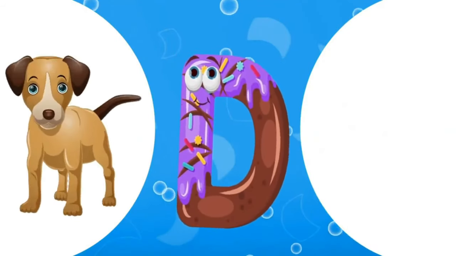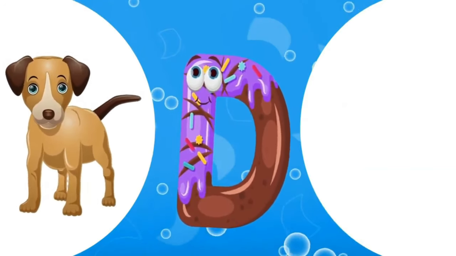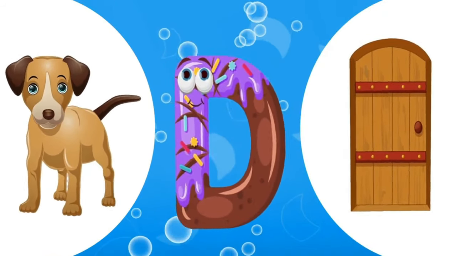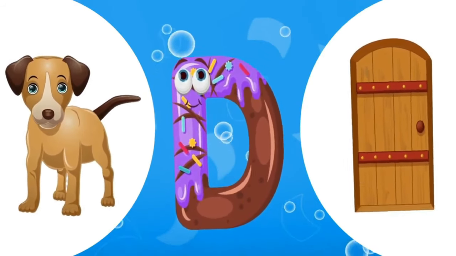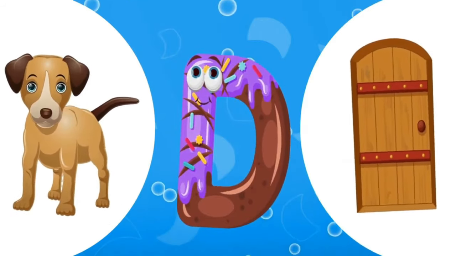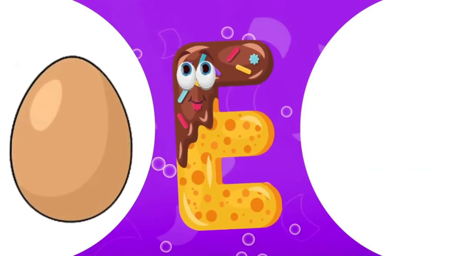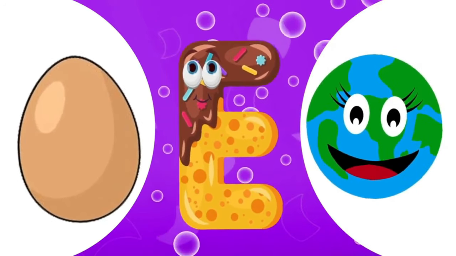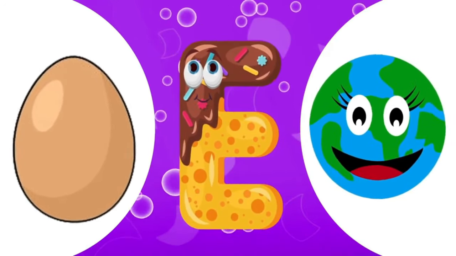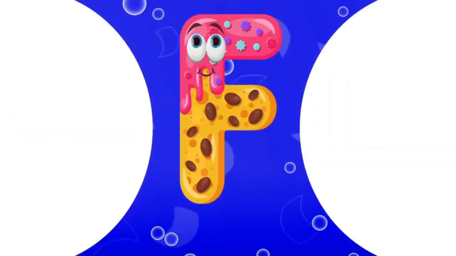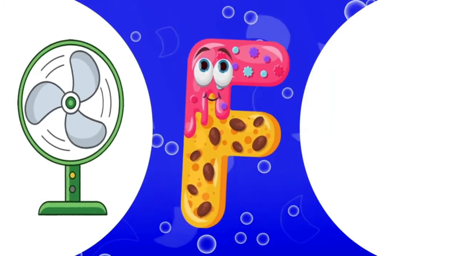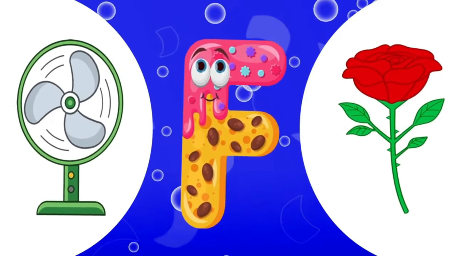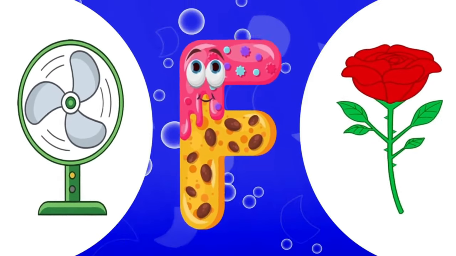D is for door. D is for dog. E is for eggs. E is for earth. F is for fan. F is for flower.